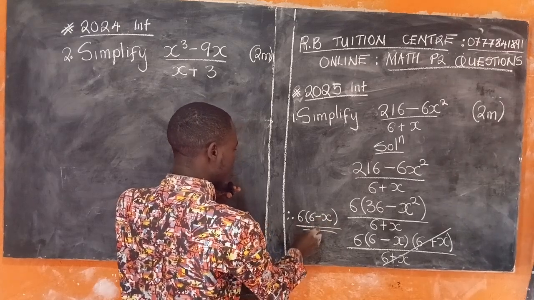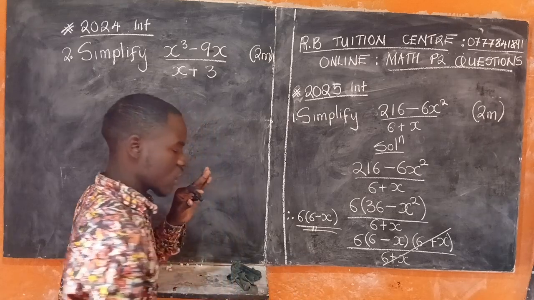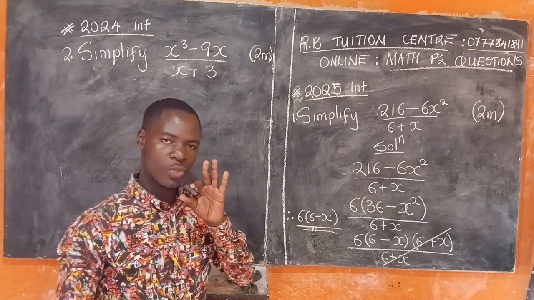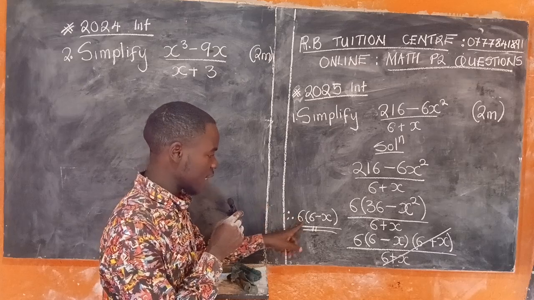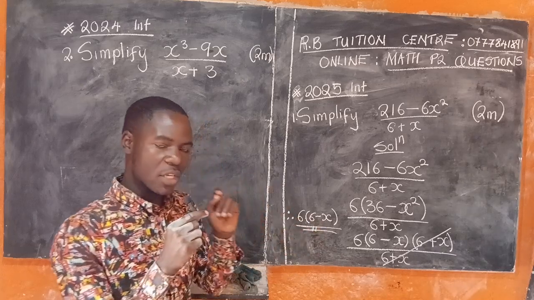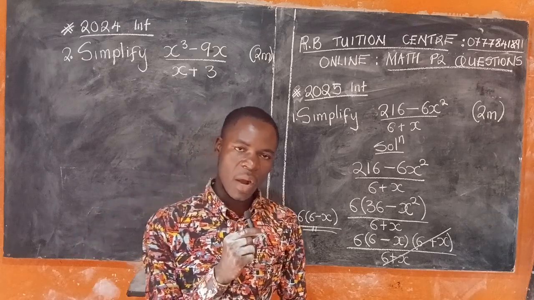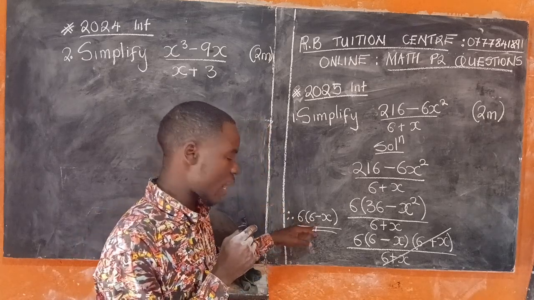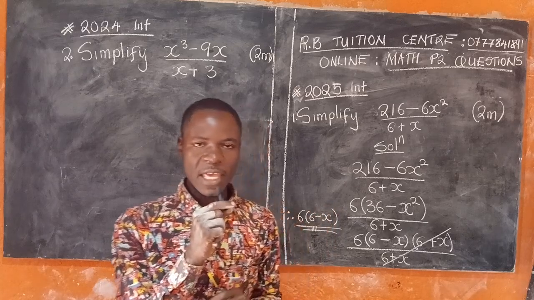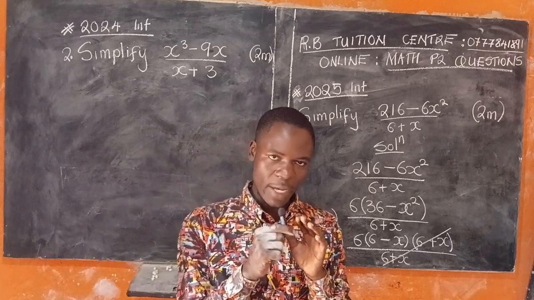From there, please don't solve. You are required to simplify. So don't say this times this times this, you make your answer wrong. Otherwise, this is the correct way on how you answer it. Don't multiply out. Just leave it like that. It simply means that you've simplified.